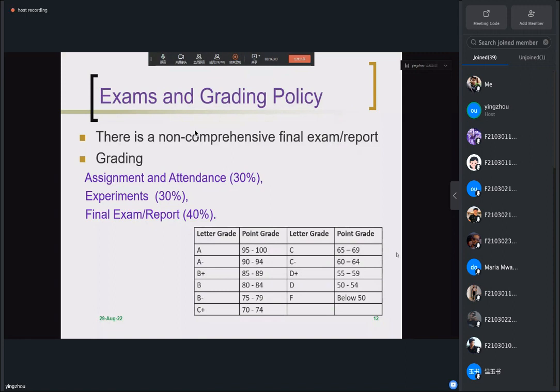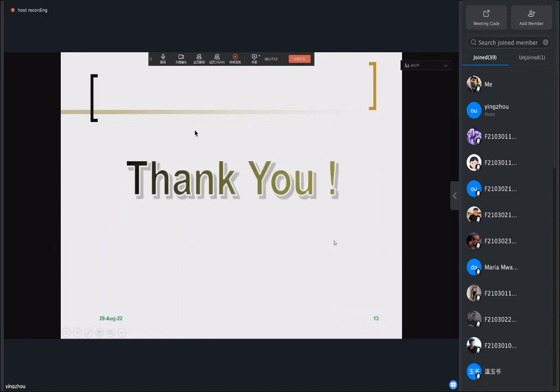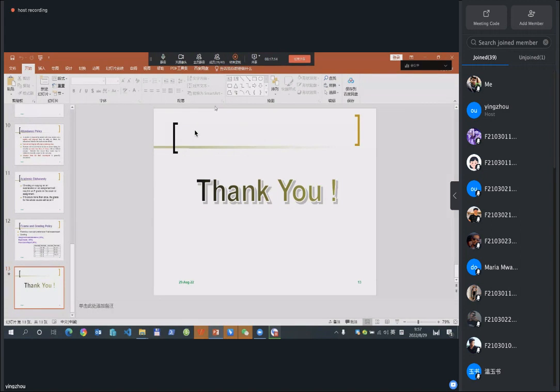So this is the grading, with the basic three parts. First is the assignment and sign-in. The second is the experiment report, and the third and last is the final report. So this is the introduction about our course. Do you have any questions about this introduction?